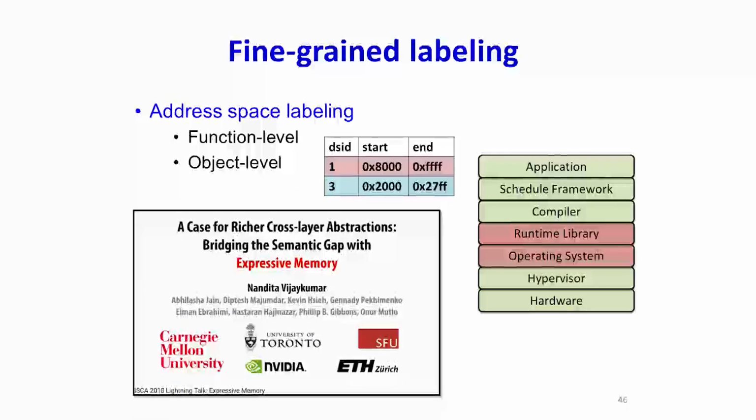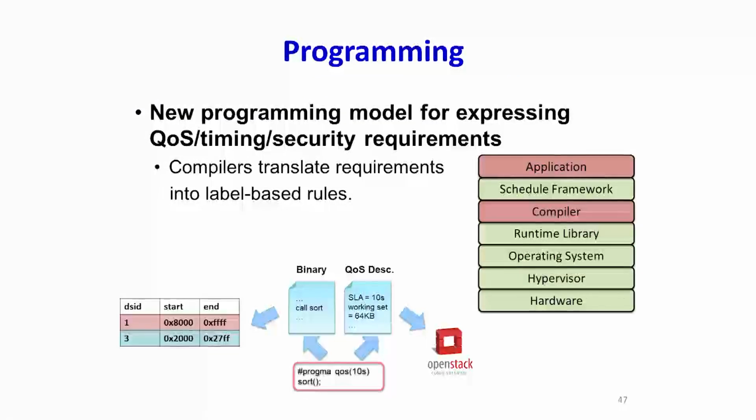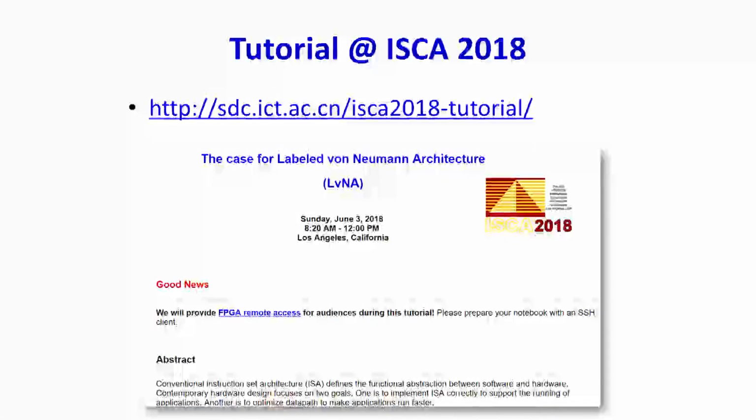And I'd like to introduce one work presented in this year's ISCA. They call it expressive memory. They found labeled computer architecture is very good for implementing expressive memory. Sometimes we can enhance the programming model to allow expressing QoS, timing or security information at the programming level. For some more information, we have a tutorial at ISCA and this year's Micro.